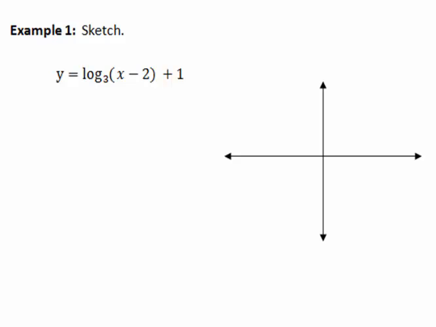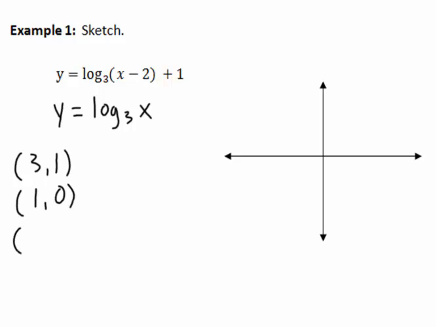Well, let's look at a sketch of this logarithmic function. And we want to compare this graph to our basic logarithmic graph, y equals log base 3 of x. And from this basic graph, we can get our key points. Remember our key points on a logarithm, base and 1, 1 and 0, and the reciprocal of the base and -1. And from those key points, we can now transform our function based on these two transformations.